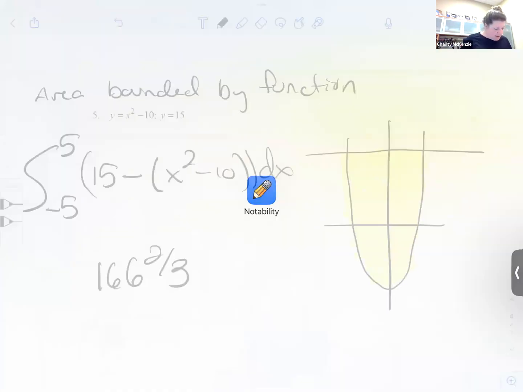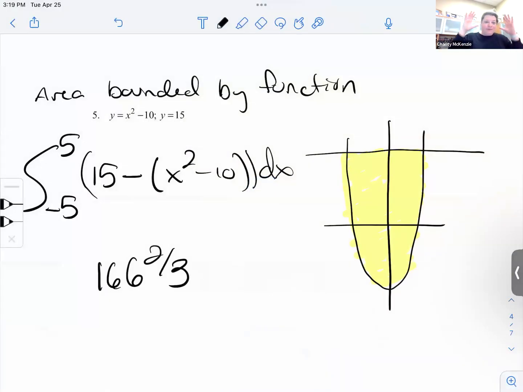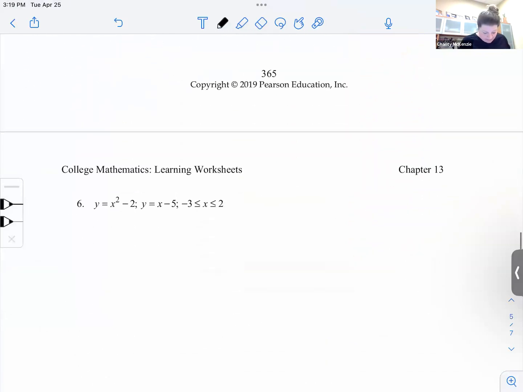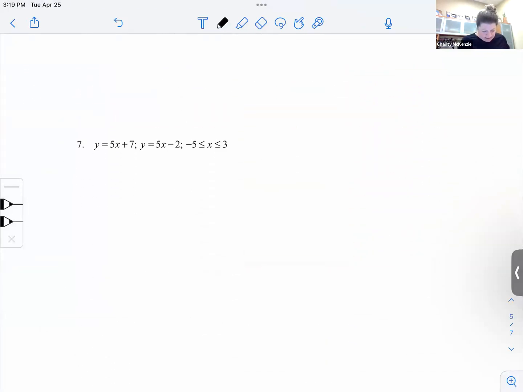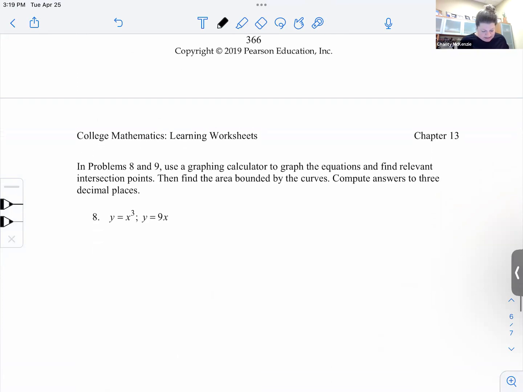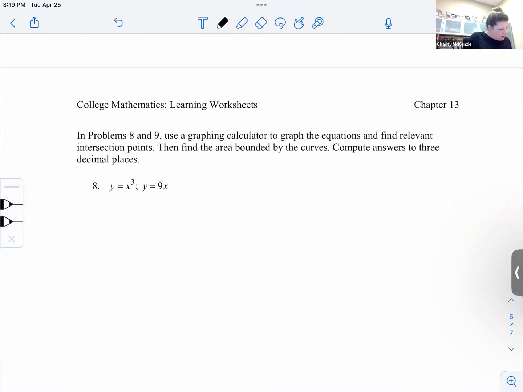Full screen. Wow, that 166 2/3 came through really big. All right, so we have that one. Let me see. I think you'll be able to handle these.